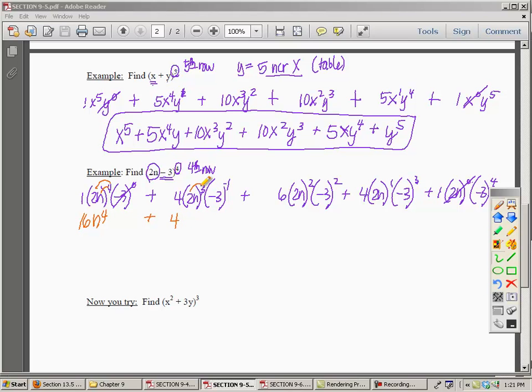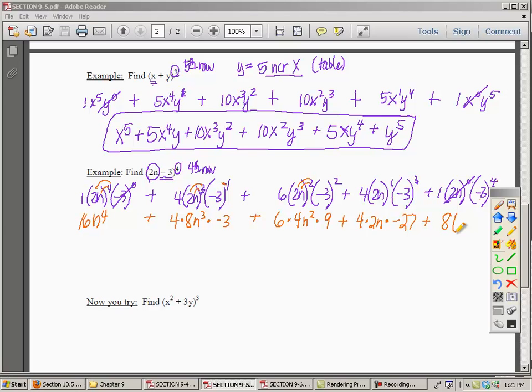2 cubed is 8, so I have times 8 with an n cubed times -3 to the 1st is -3, plus, that should be just to the 1st, I have a 6 times 2 squared is 4 and an n squared times, when I do -3 squared, I get +9. I have 4 times 2n times -3 cubed is a -27. And -3 to the 4th is a +81.